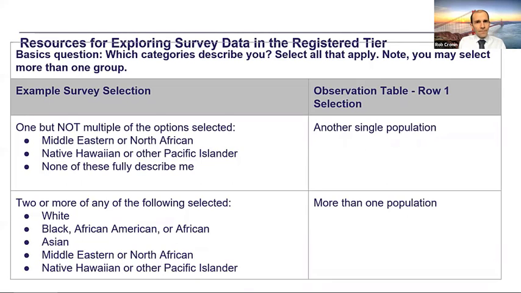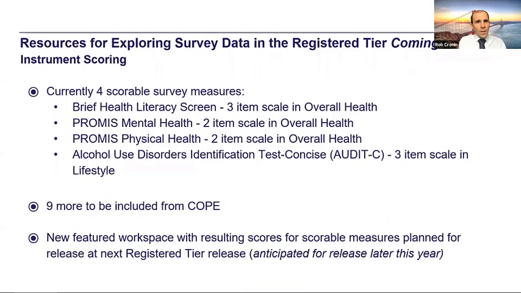Next slide. Instrument scoring. Another unique thing that we have in the registered tier that's coming up, it's not in there yet, but it's coming, is scoring of different measures. Traditionally, in research, if you ended up using a certain instrument, there's usually directions of how to score it, and then you would have to score it yourself.